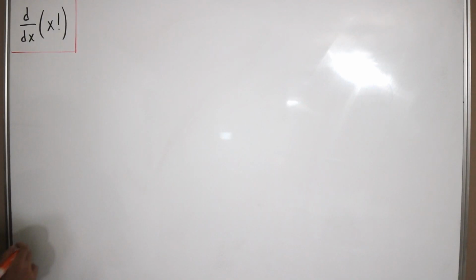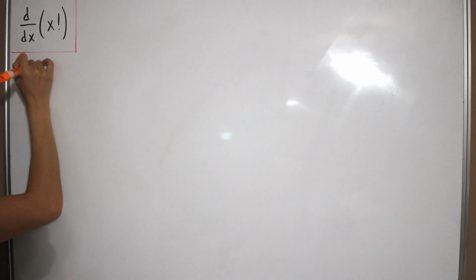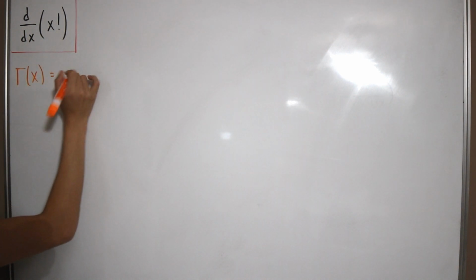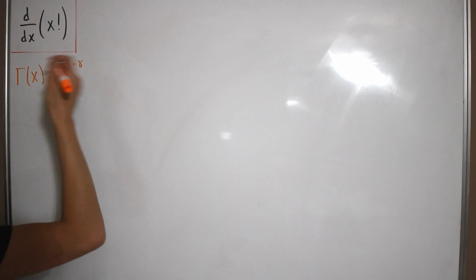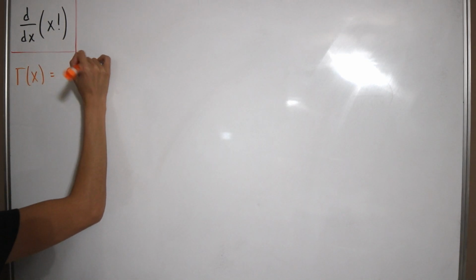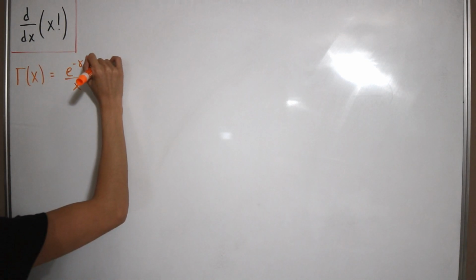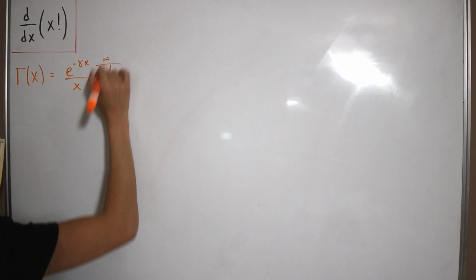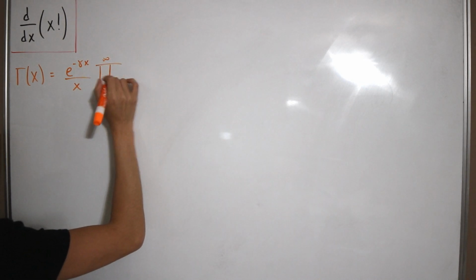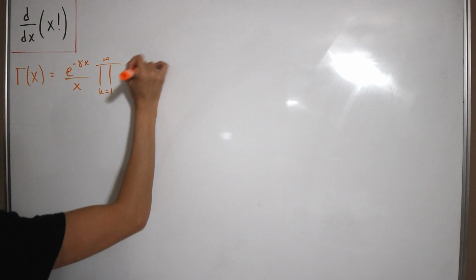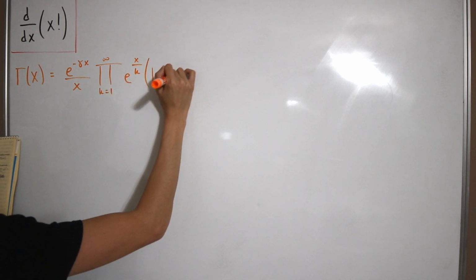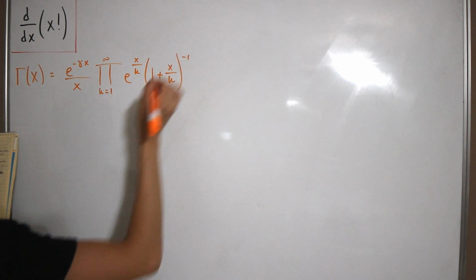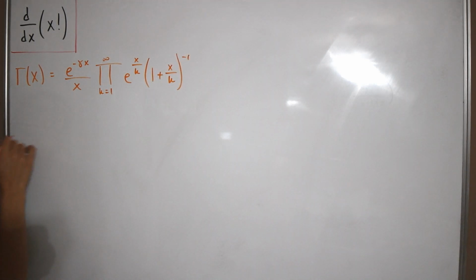Weierstrass's definition of gamma says that gamma of x is equal to e to the negative γ x, where lowercase gamma γ is the Euler-Mascheroni constant, divided by x, and then we multiply by the infinite product, with index starting from k equals 1, of e to the power x over k, multiplied by (1 plus x over k) to the negative 1 power, so the inverse. So let's take the natural log of both sides.